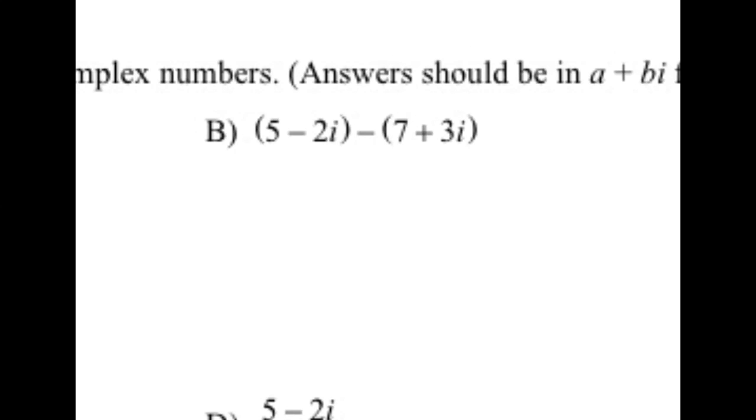So real components here are 5 and 7. Imaginary components are minus 2i and 3i. But in this case, it's a minus in between here. So I need to be sure to subtract the second numbers from the first. So start with the real. For the real component, it's going to be 5 minus 7. 5 minus 7 is negative 2. For the imaginary component, it's going to be negative 2i minus 3i, which is minus 5i.